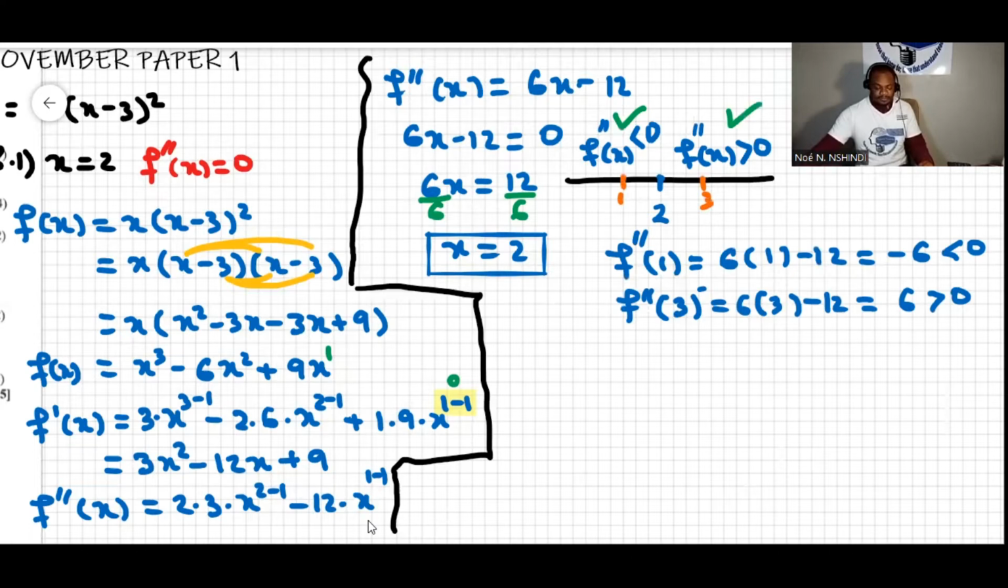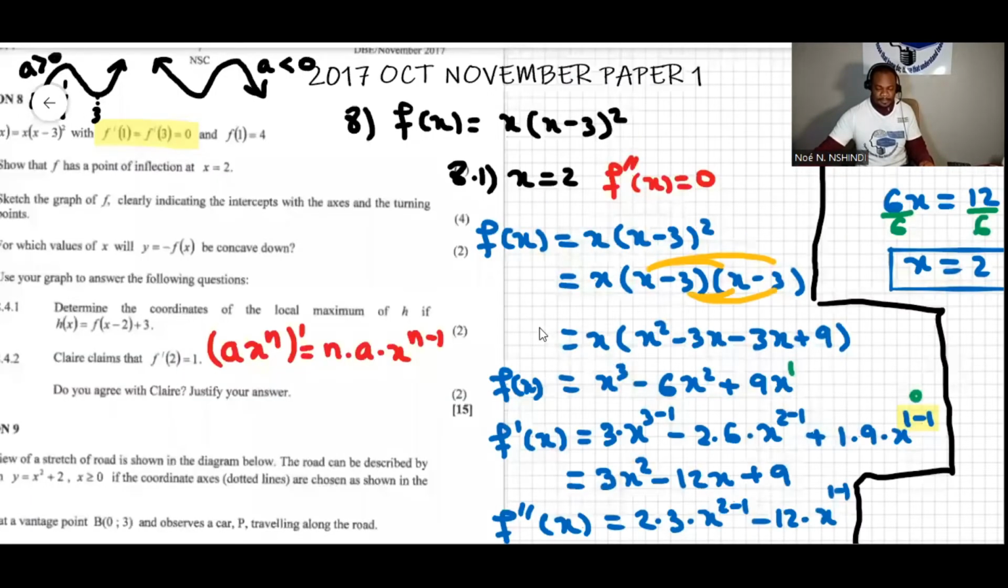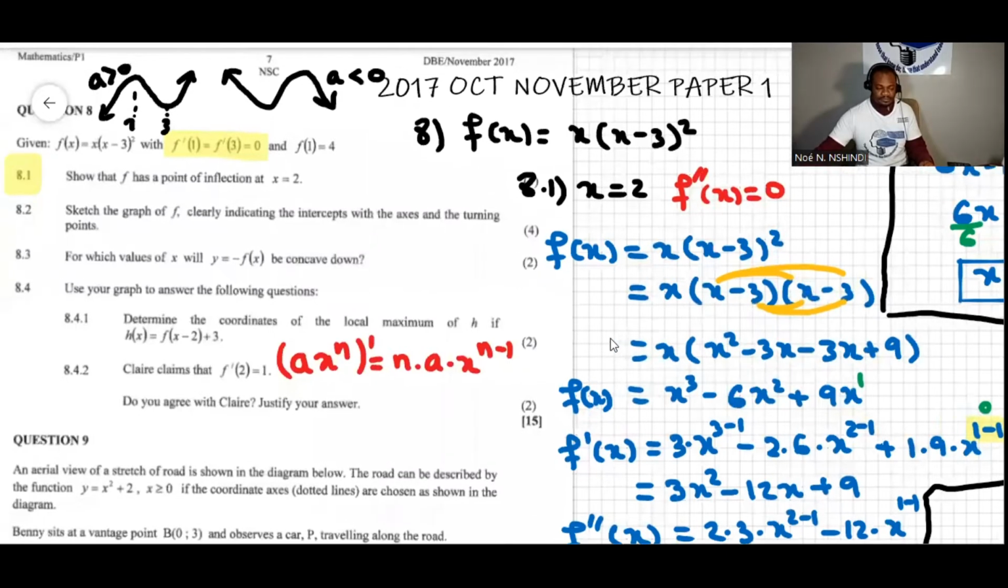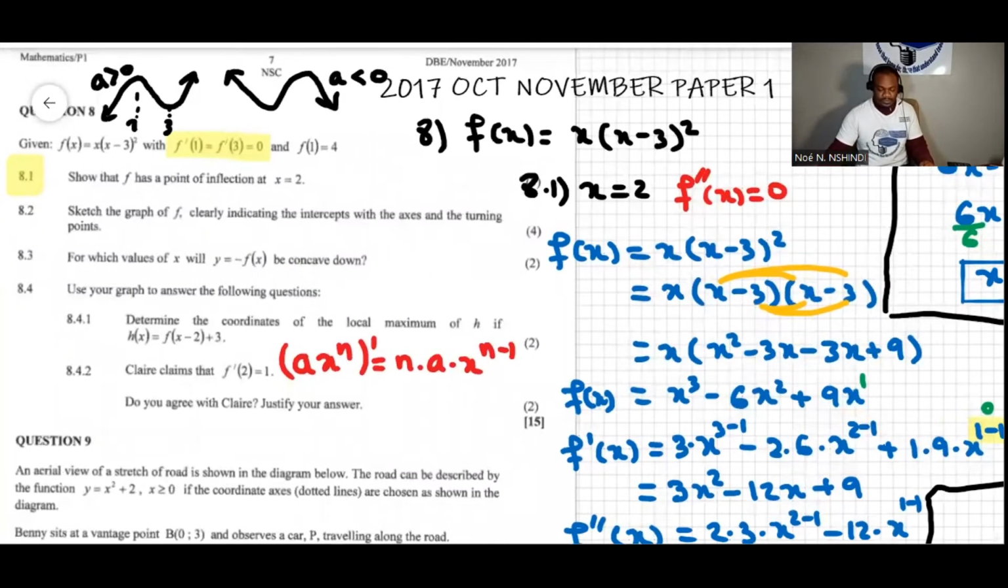Okay, the next question is question 8.2, and the question says, sketch the graph of f. Clearly indicate the intercepts with the axes and the turning point.